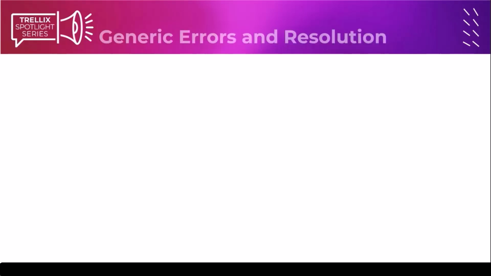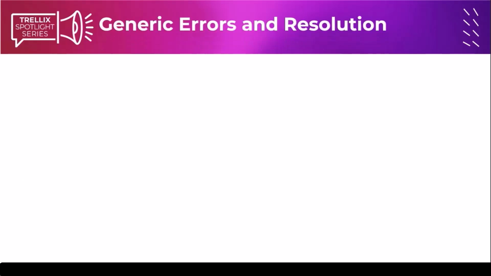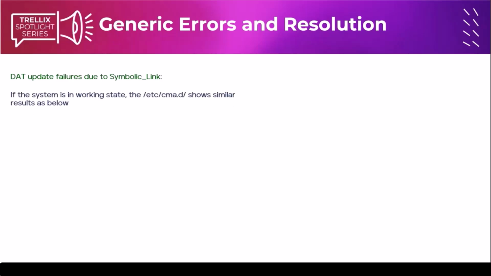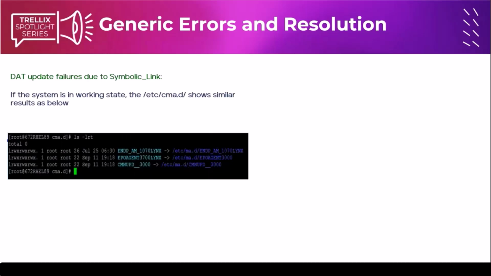The next generic issue we'll be seeing today is the symbolic link issue, that is, update failures due to symbolic links. Under /etc/cma.d, we should be seeing plugins similar to what is available in the snippet. In case these plugins are missed, the product gets into a broken state.